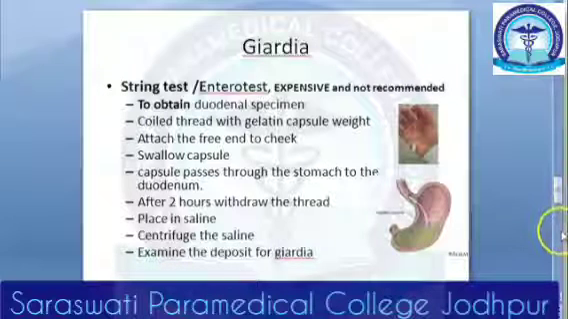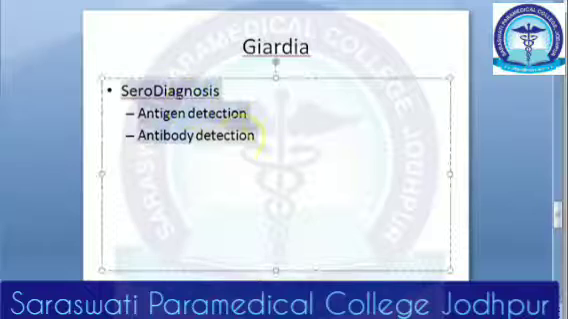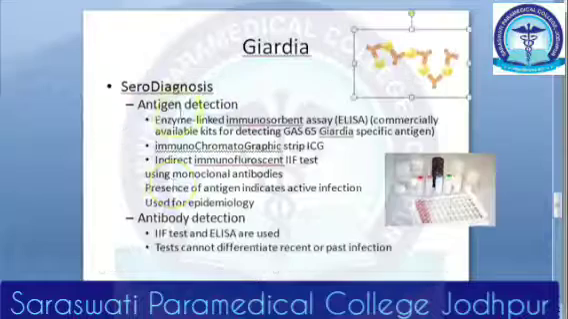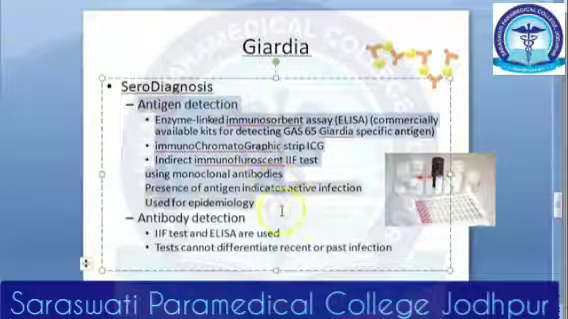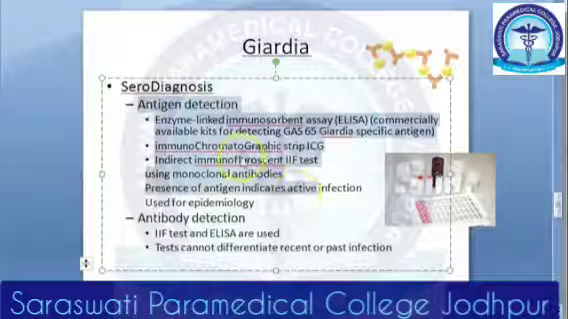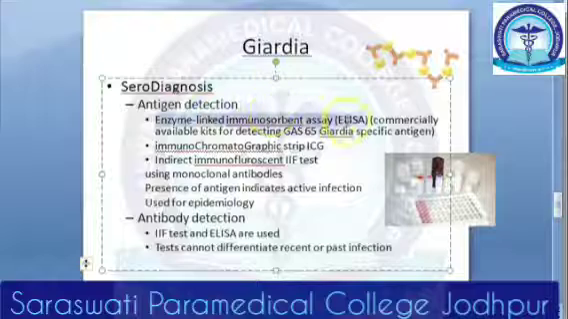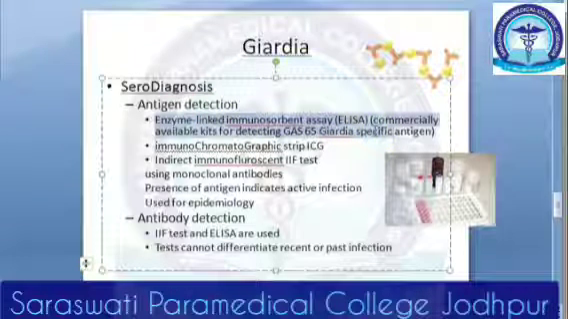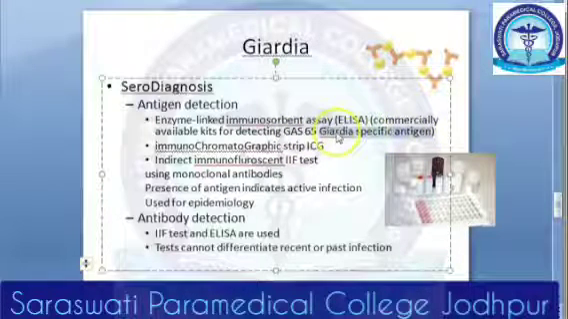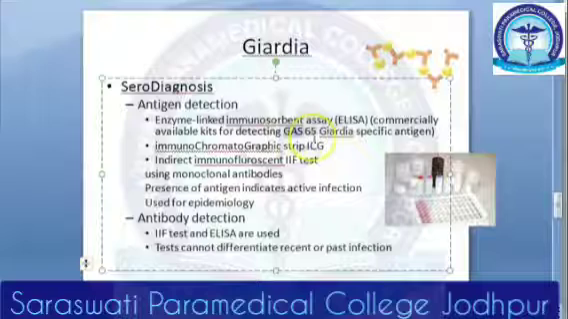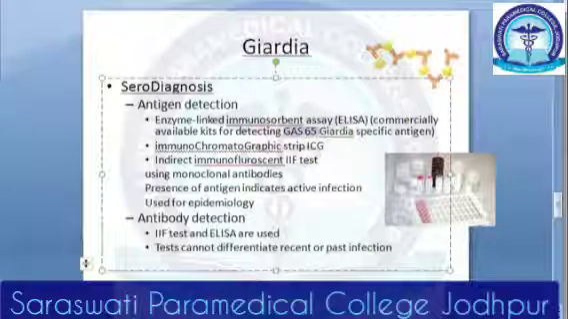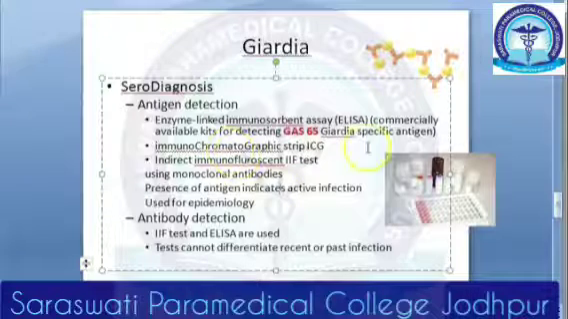Moving on in lab diagnosis of Giardia lamblia, now we will move on to serodiagnosis, where you can detect the antigen or the antibody. In serodiagnosis you have antigen detection and antibody detection, standard, you know this, and whenever you write this, you will write ELISA. Enzyme linked immunosorbent assay kits are commercially available for detecting the Giardia specific antigen, GSA, which is written as GSA 65. If you want, you can write this to get some marks.